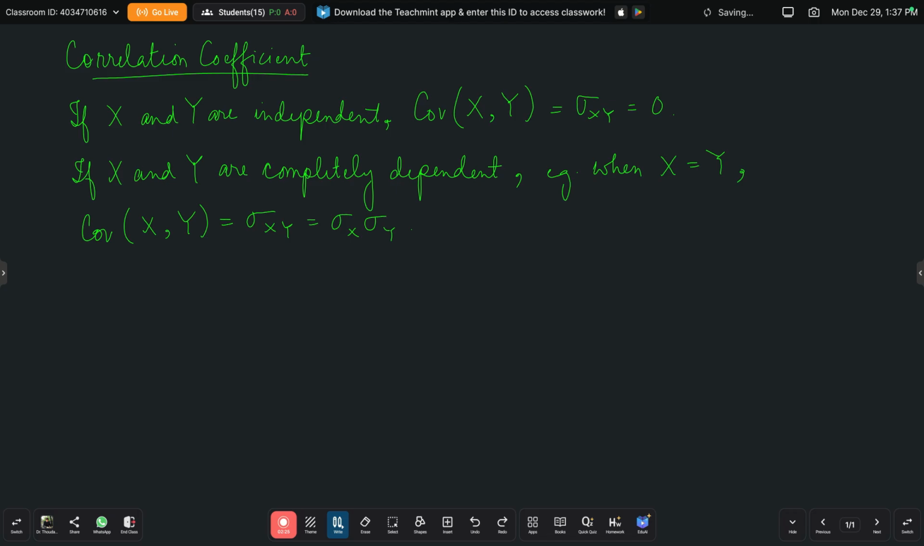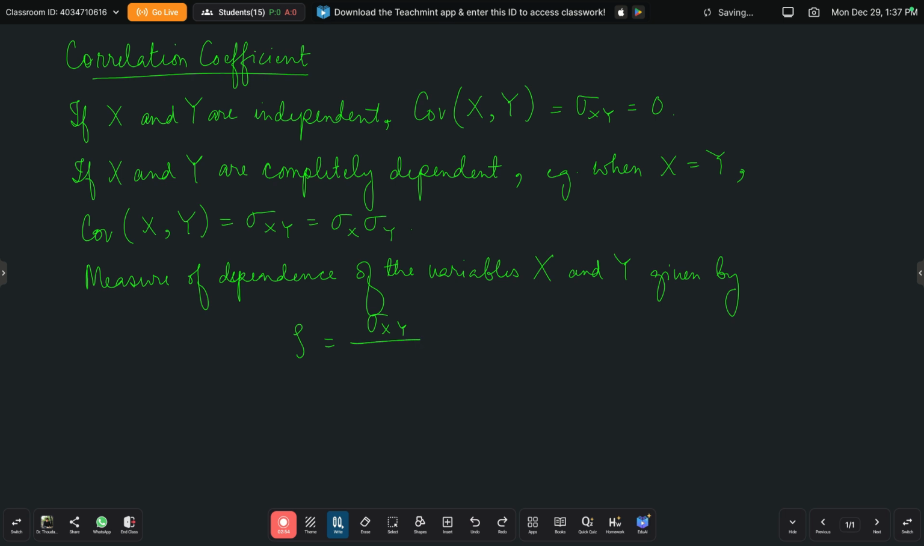From this we are led to a measure of dependence of the variables x and y, given by the covariance of x, y divided by sigma x, sigma y. This measure of dependence is known as the correlation coefficient or coefficient of correlation.